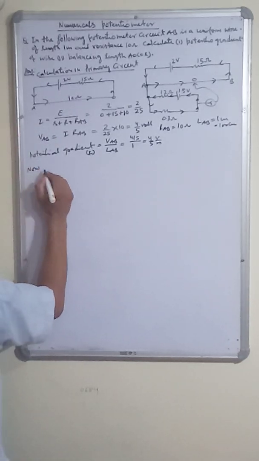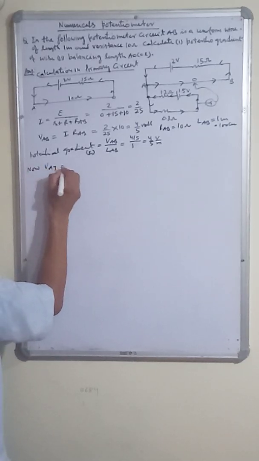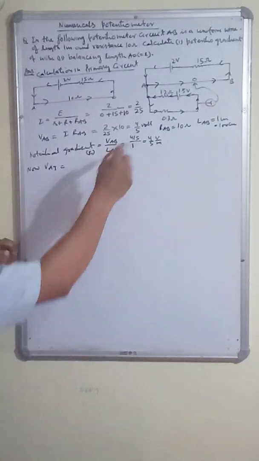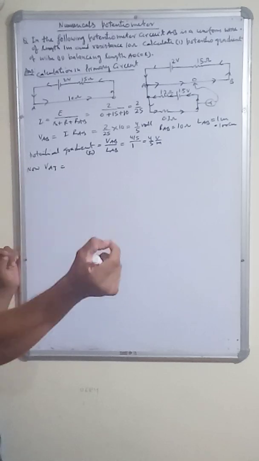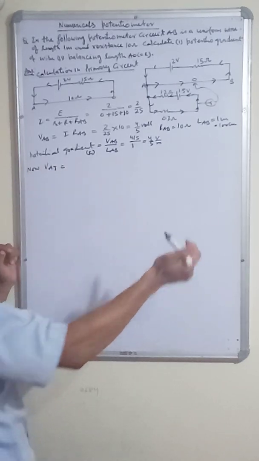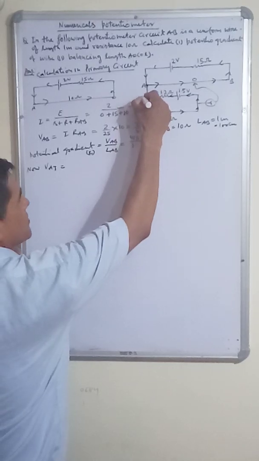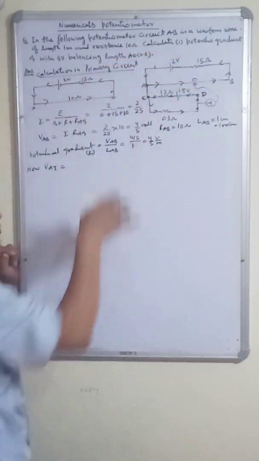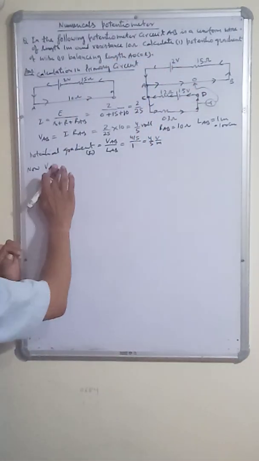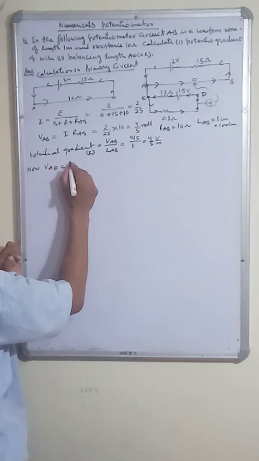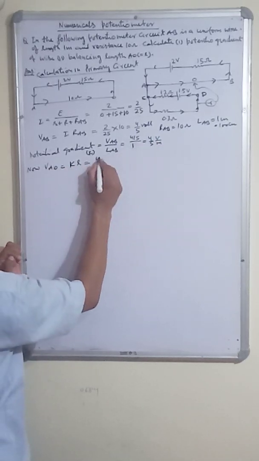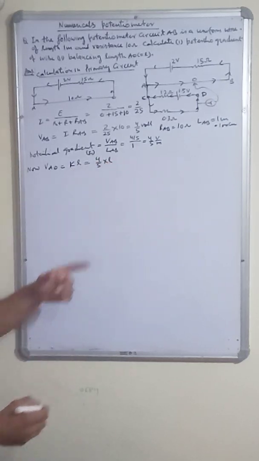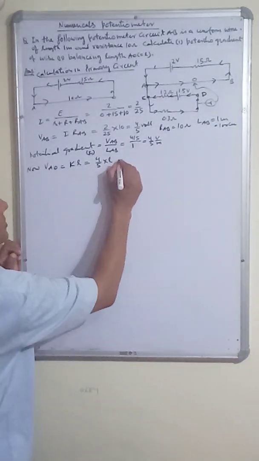Now we want VAJ, because in the balancing length at the balance point we will require VAJ. While solving potentiometer problems, there is only one point by which you can solve any difficult numerical problem. Suppose this point has voltage C and this is D. You equate the terminal voltage of the cell to the balancing voltage across the balancing length. So the voltage across the balancing length is V equal to K into L. K is 4 by 5, and L we don't know; we have to find L. So this is equation number 1.